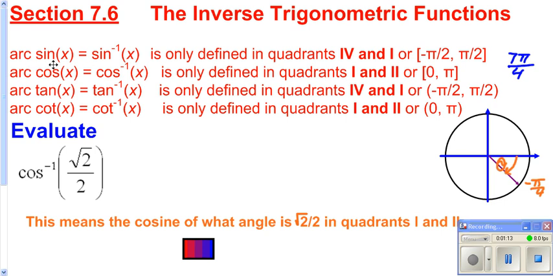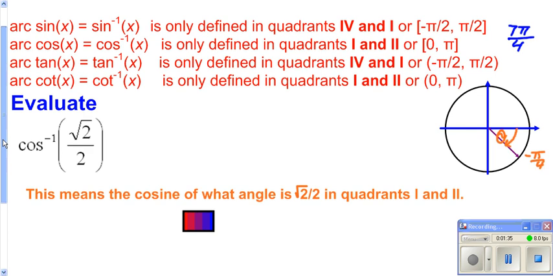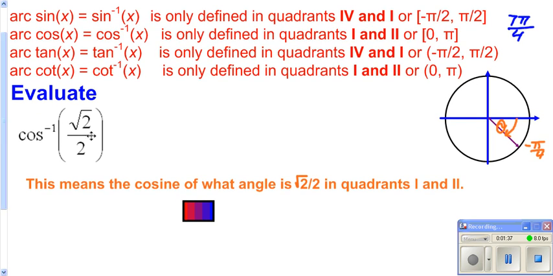When you're dealing with arc cosine or cosine inverse, or arc cotangent or cotangent inverse, they're defined in quadrants 1 and 2, from 0 all the way to pi for both of those. You're going to have to just have memorized which quadrants these inverse trig functions are in. So let's go ahead and evaluate what we have here.